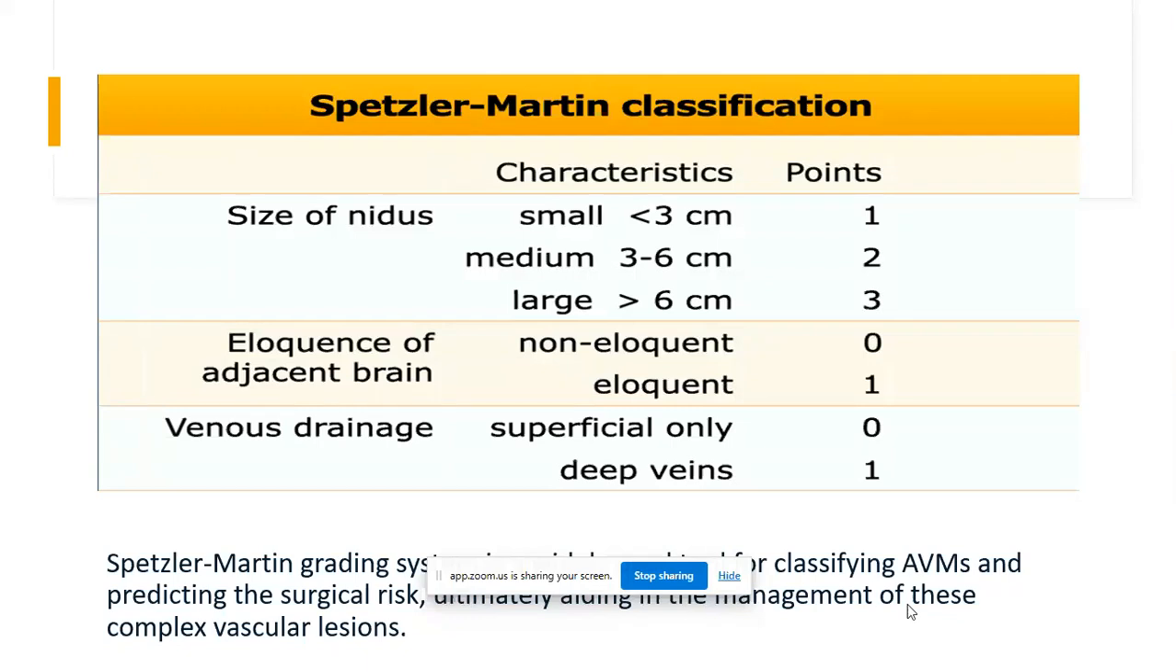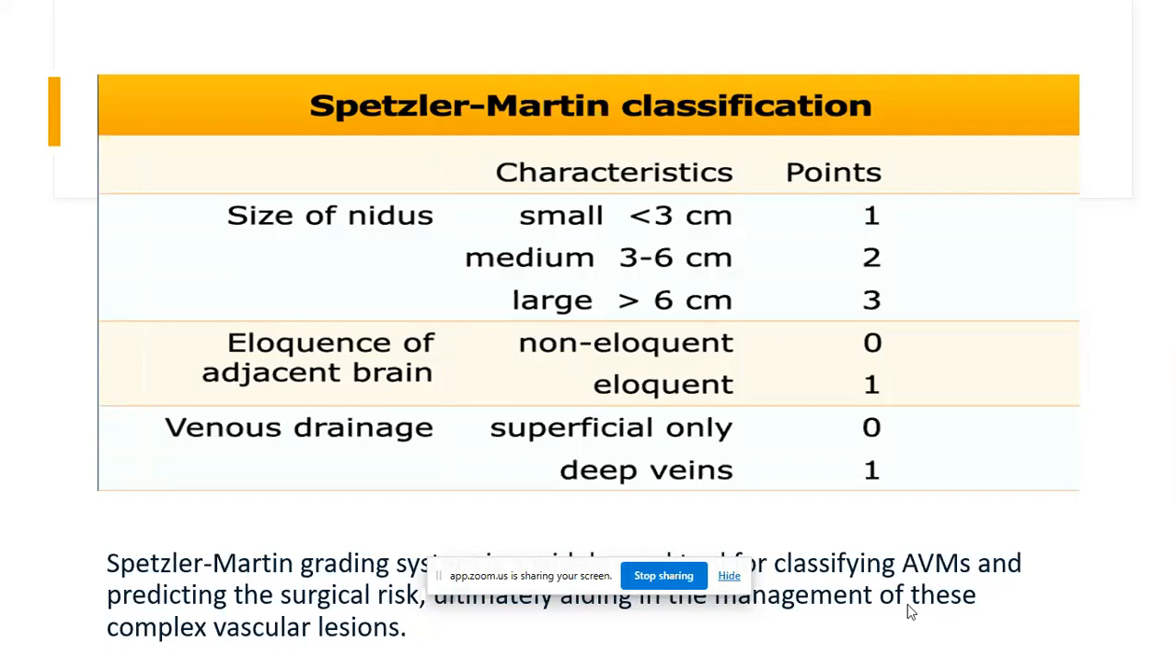In venous drainage, if superficial veins are involved, they get 0 points. And if deep veins are involved, they will get 1 point. So on the basis of this classification, we grade the arteriovenous malformations.